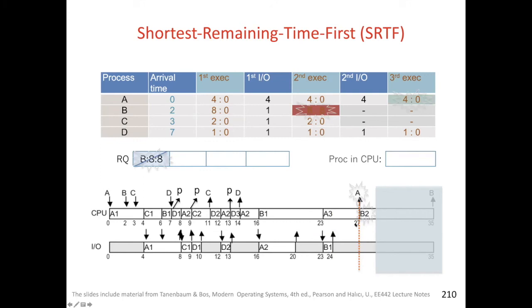At 27, process A finishes its third execution and it terminates. We have process B in the ready queue. It is chosen for execution. And when it finishes its second execution at 35, process B also terminates. Therefore, all the processes are completed in 35 units of time.